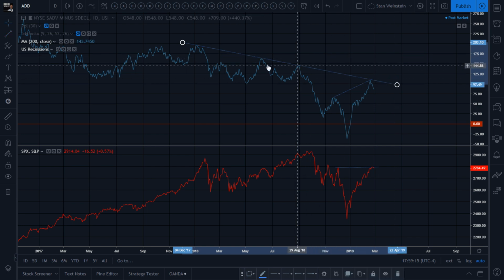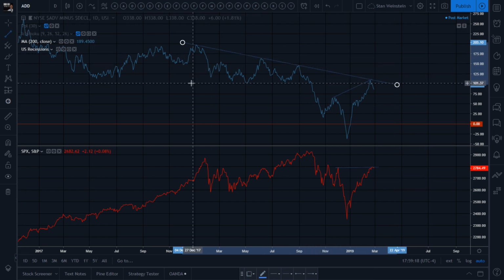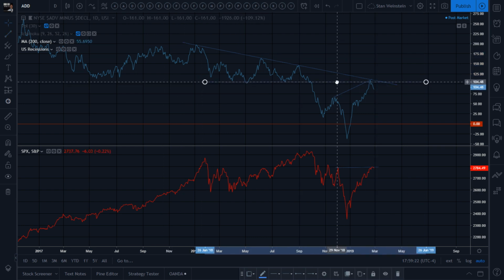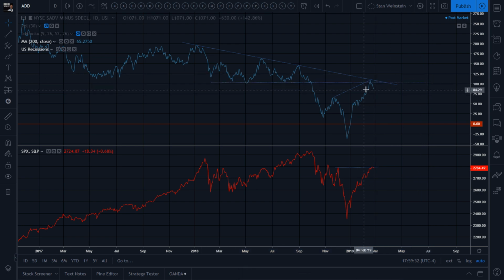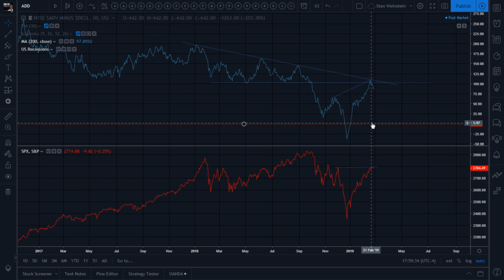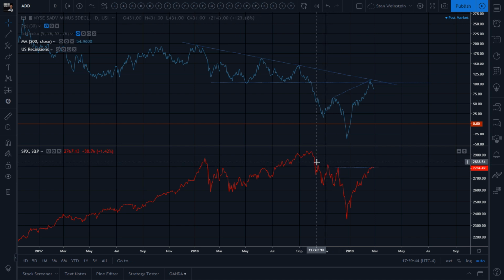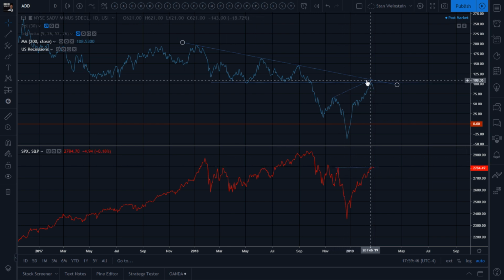Hitting that trend line, hitting previous support turned resistance. Okay, try to make it fit, but not quite. And turning back downwards. What else? So really close. It really bounced back down from here.